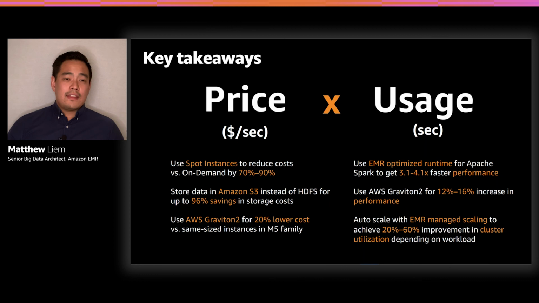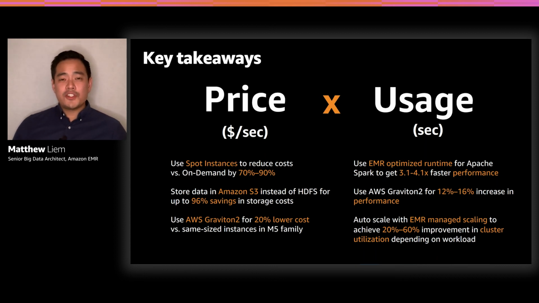On the price side of things, use spot instances. You get 70 to 90% off the cost, and as long as you're using instance fleets or using a mix of on-demand and spot, you can still get the same level of reliability. Keep your data in S3. Not only are S3 storage rates significantly lower, but you don't need to re-replicate your data once it's there. With Graviton 2, you get automatic cost savings of 20% versus the same size instances in the M5 family.